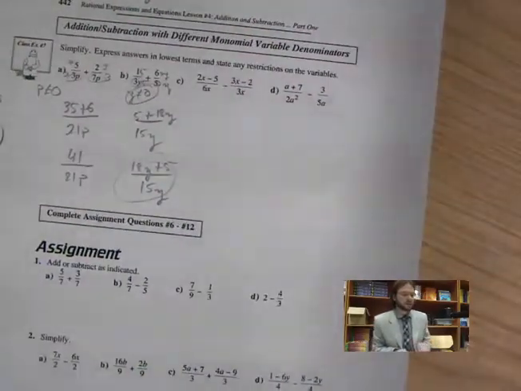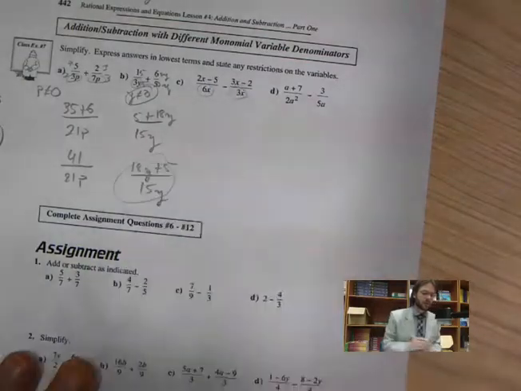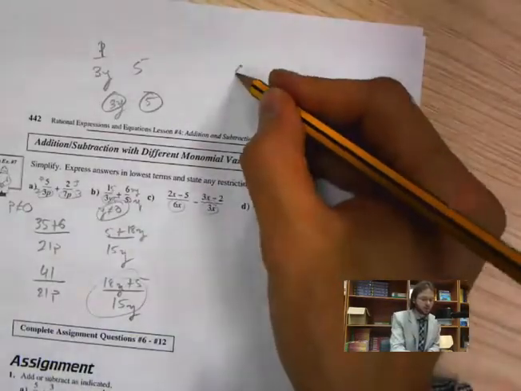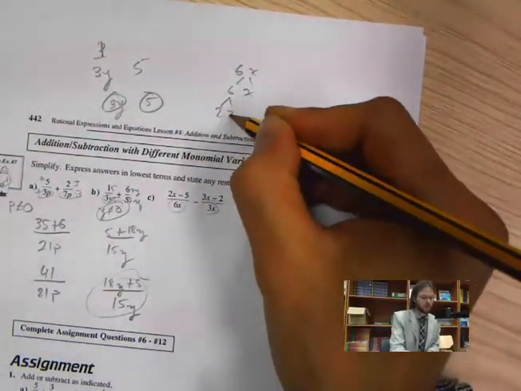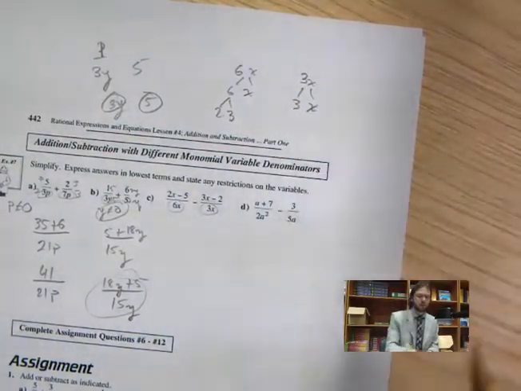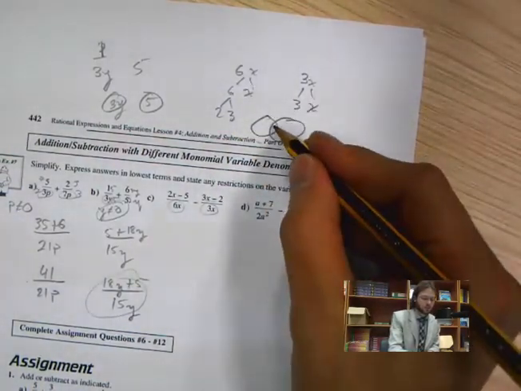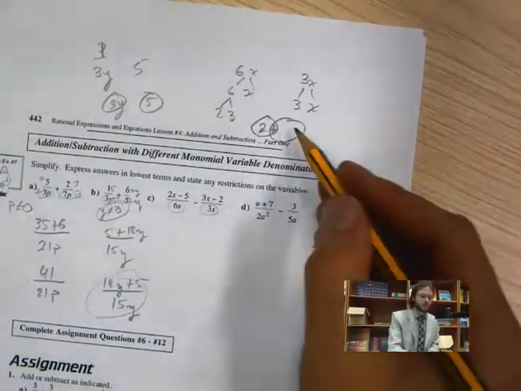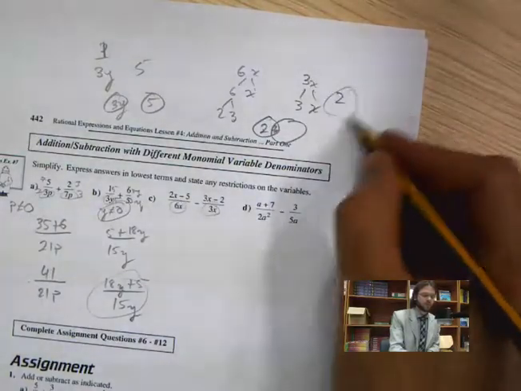Okay, next question. Here we have 6x and 3x. So let's take a look. Once again, we have 6x. What are the factors? 6 and x, 2 and 3. And we have 3x, which is 3 and x. If I was to do a Venn diagram on this, what's shared? 3 and x. This one has 2. So this side here, we have to multiply by another 2. And this one we keep the same.